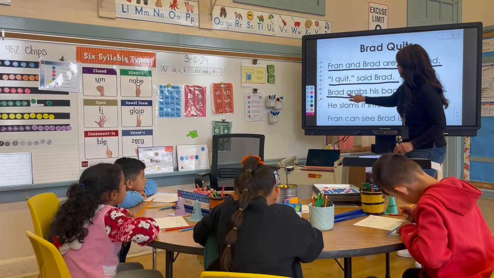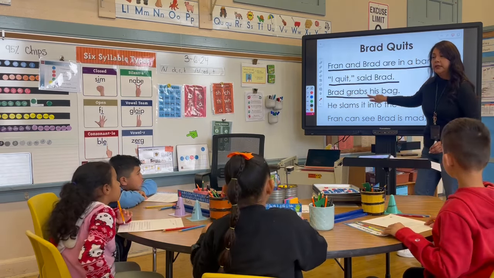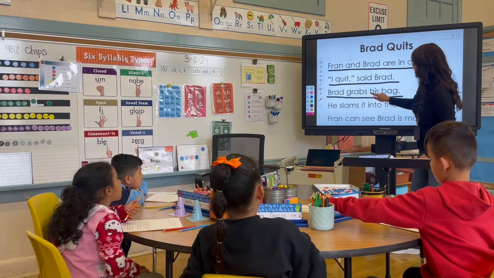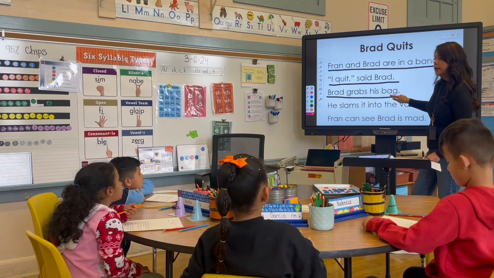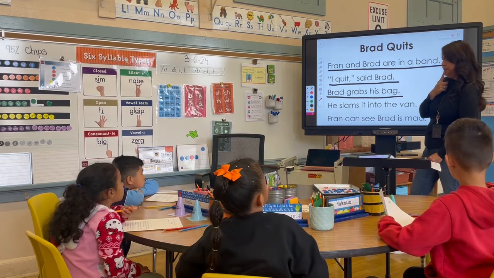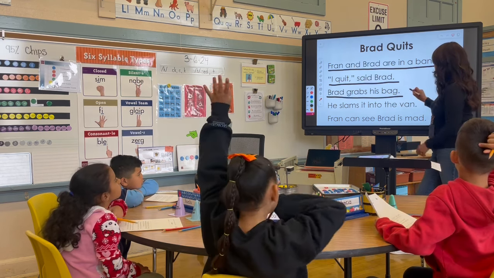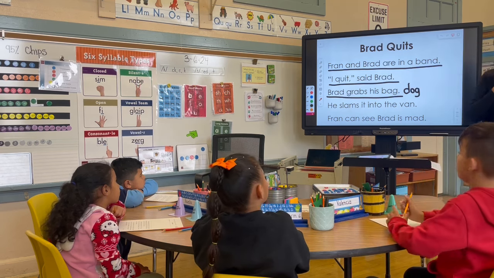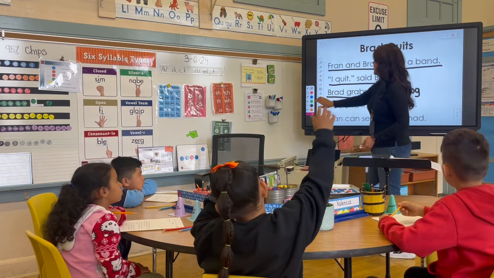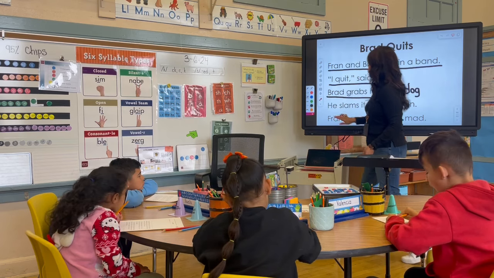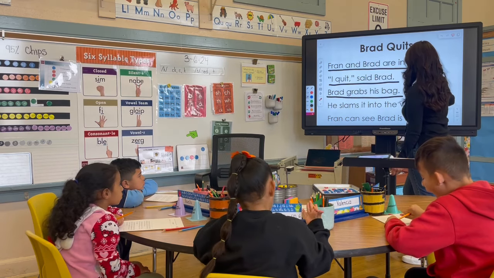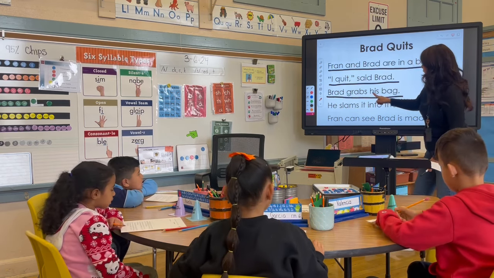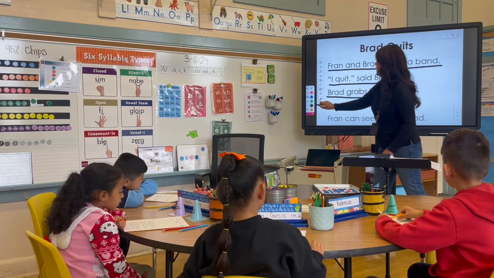What does Brad do? What is it? Grabs. Let's put it together. Brad grabs his dog. Does this say dog? Does that say dog? Right? Yes, it says bag. We have to make sure, you guys, that we don't guess at our words. It says bag. Let's read that sentence together. Brad grabs his bag.